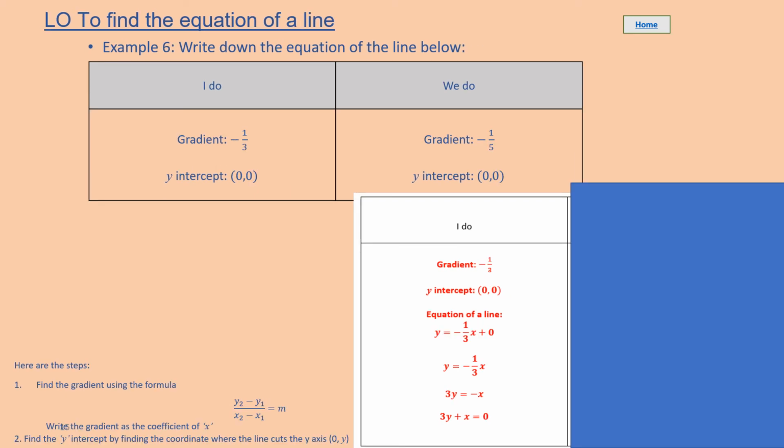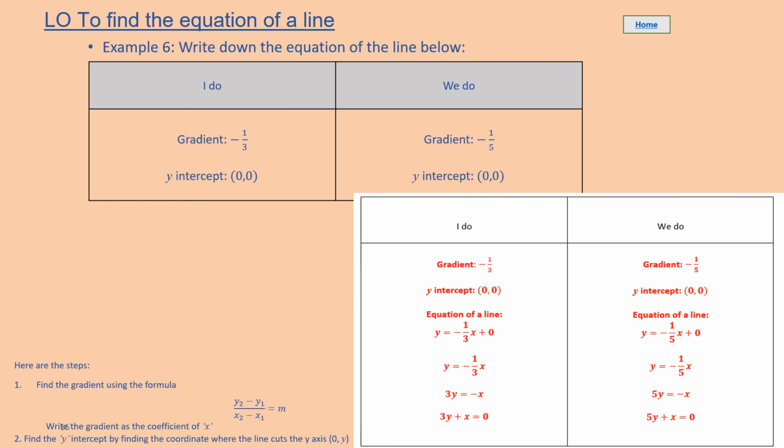Let's do another one. The gradient is minus a third and the y-intercept is 0. So the equation of the line is y equals minus a third x plus 0. So we multiply both sides by 3. 3y equals minus x. 3y plus x then equals 0. Pause the video whilst you do the we do.